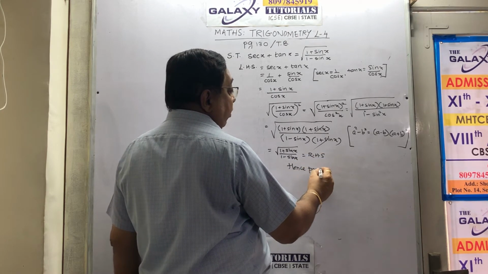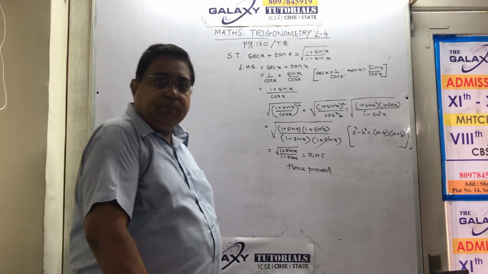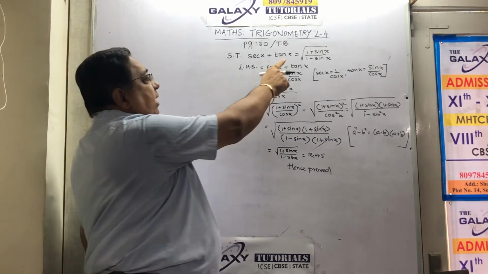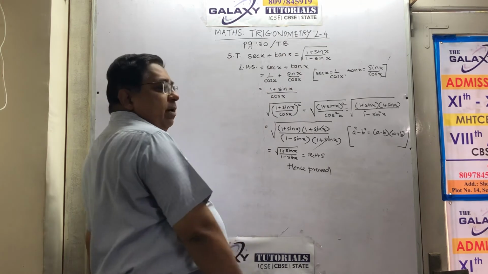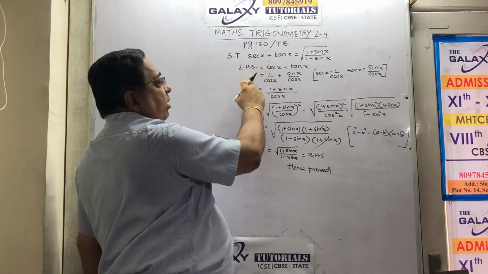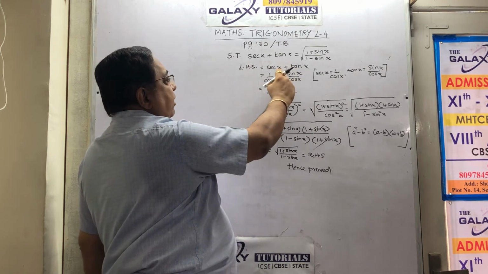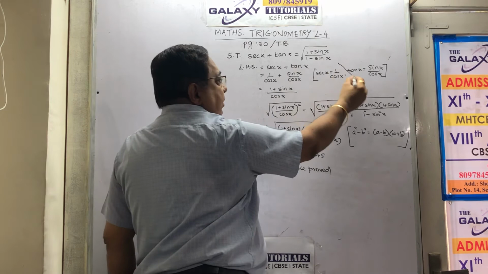So it looks so difficult, but it is so simple. We'll go through it once again. Have a look. Sec theta plus tan theta is equal to this. We have to prove left hand side is equal to right hand side. Take any side. I chose the left hand side. Sec is 1 upon cos, tan is sin upon cos. Don't write this in the exam.